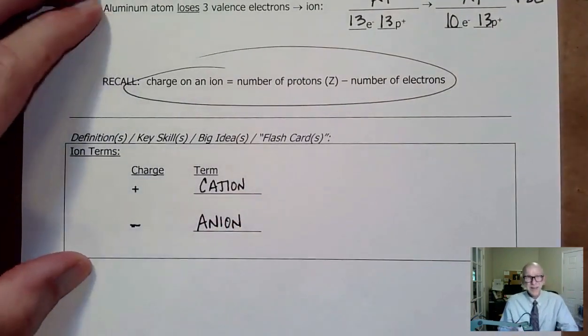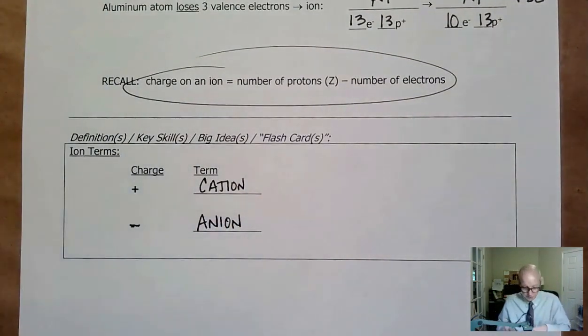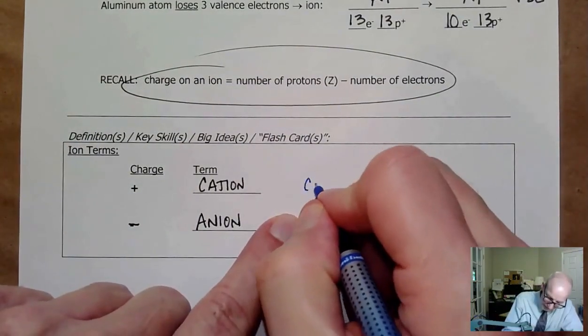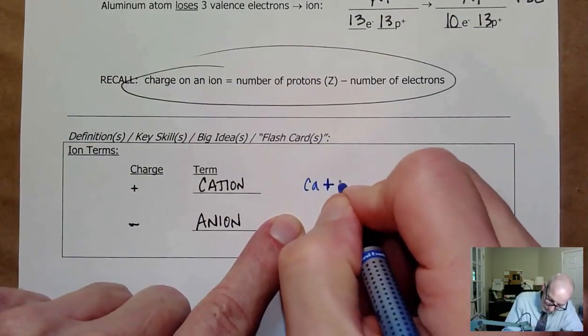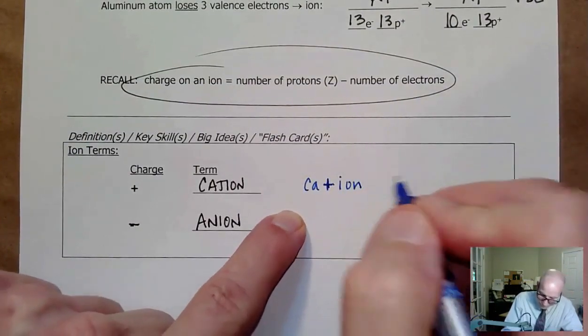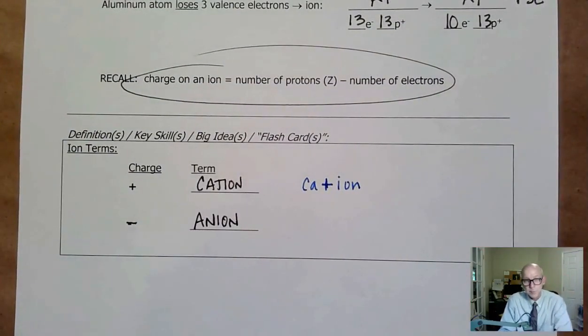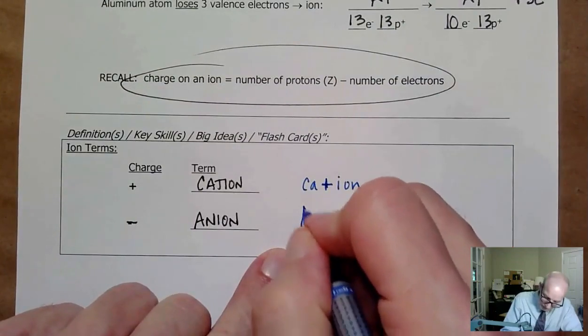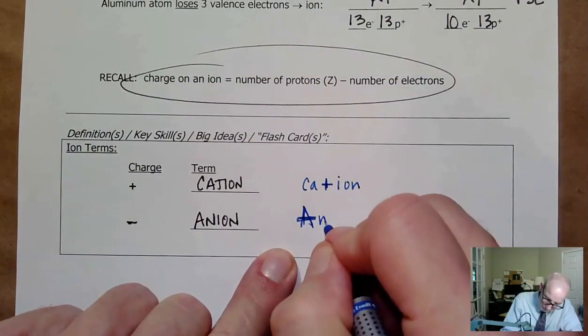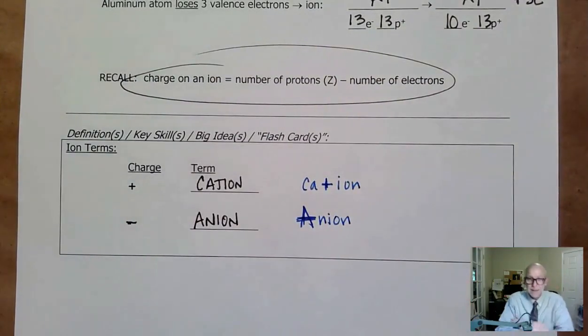Now we just have to have that language. I have to immediately know what that means in the charge. I have a silly way to help me remember it. If I write cation, that looks like there's a plus in cation. And if I do anion, that helps remember: cation, anion. Just have to memorize it, have to know the charge, what it means. That's part of our language.